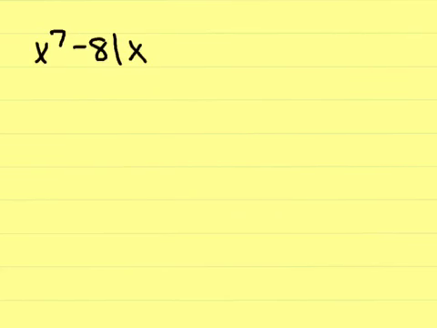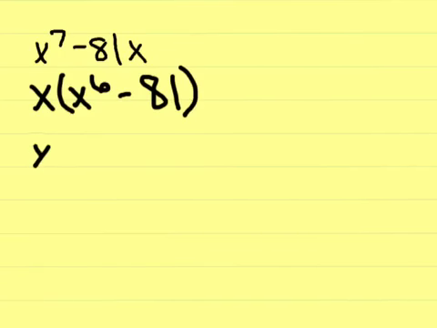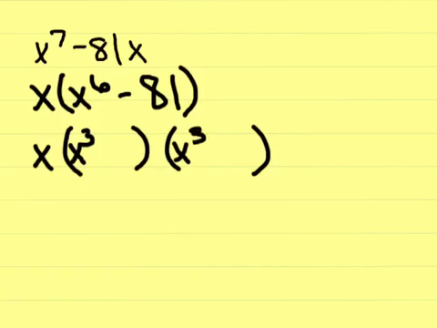The only common term we have is x. So we're left with x to the sixth minus 81. We keep the x. We have a difference of two squares because the exponent that's left is an even number. So the square root of x to the sixth is x to the third. The square root of 81 is 9. Again, one's plus and one's minus.